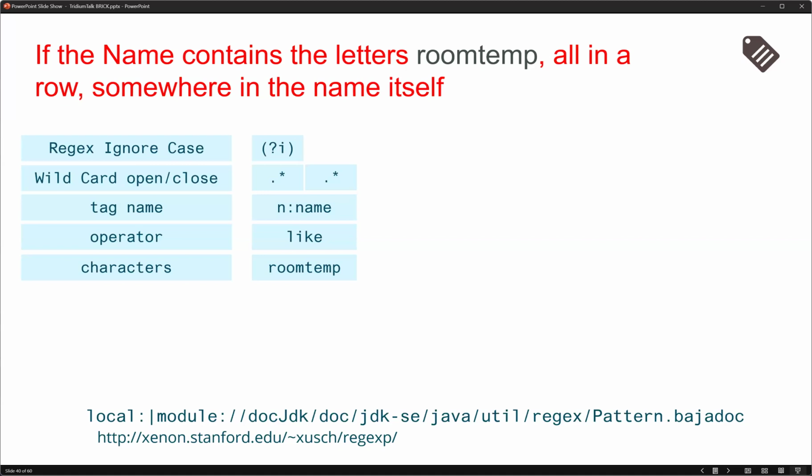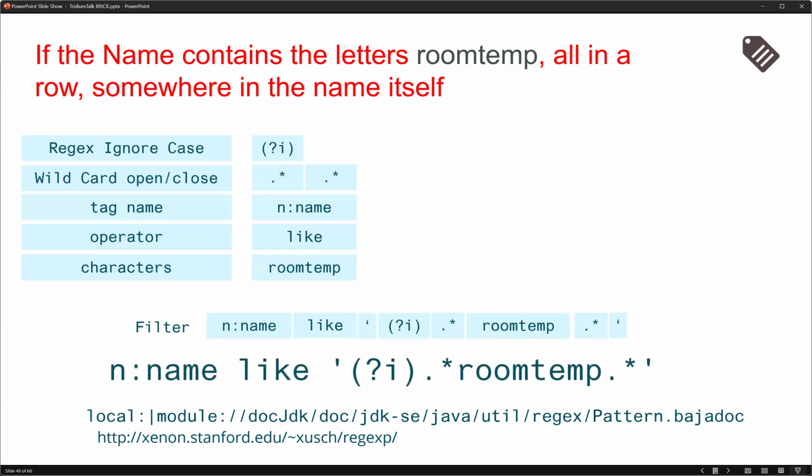I know I'm going after the tag name. I need a way of representing that in the rule, which is an operator, and the things I'm looking for are those characters. It doesn't matter what they are. I used room temp so that we can easily understand it. So when I built this out, I'm saying I don't care about the case, but the name has those letters, ROOMTEMP, somewhere in the middle or at the beginning or the end. I don't care, it's somewhere in that name. That's what it looks like when I apply it to the tag rule.